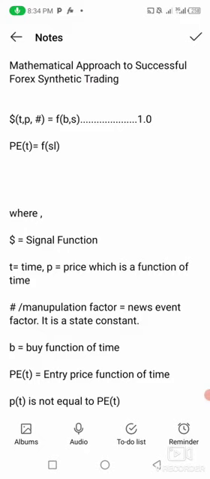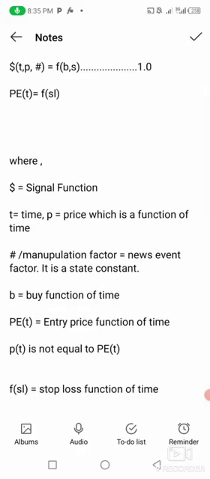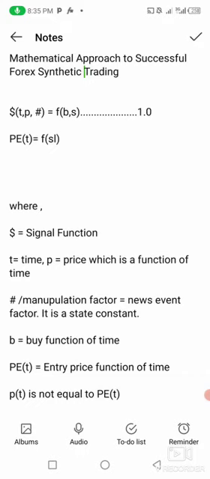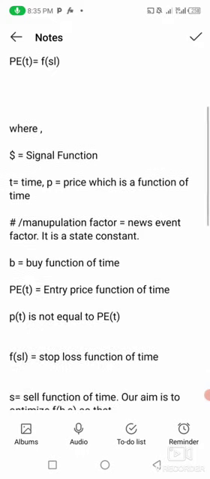P is equal to price, which is a function of time. Then hash is the manipulation factor, which is equal to the news event factor. It is a state constant. So if news happens, especially in the forex market, it will be constant for that period of time. Once the news dies off, that constant will be removed from the market. You have to understand that these are very important, especially in forex. But in synthetic, there is nothing like news. So in synthetic, the hash variable will be 0, so it will not be included in the signal function. That's the signal function.